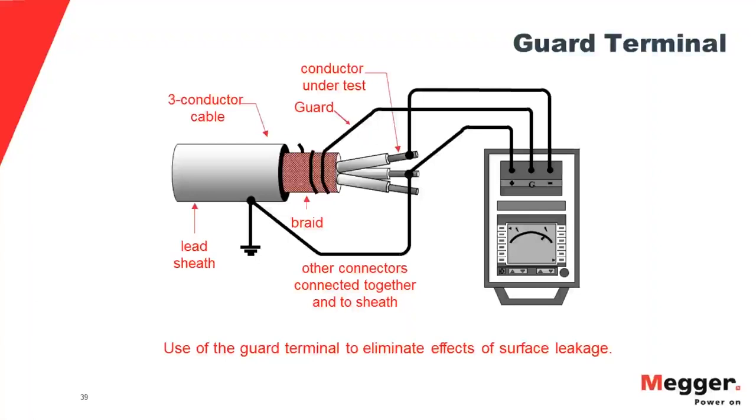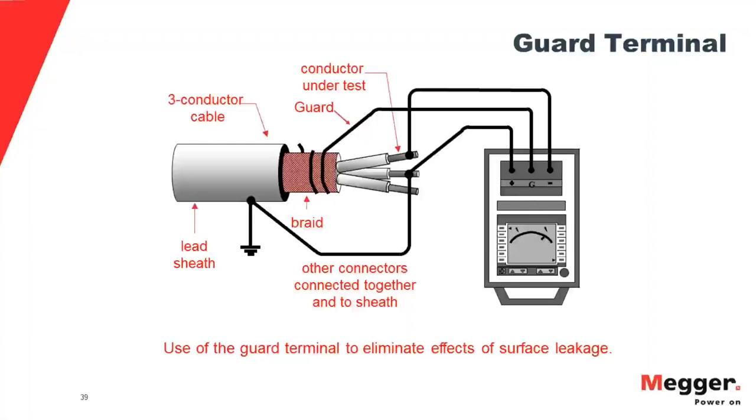And so you can make a false determination accidentally and think that the insulation is not very good, when in fact it's really not a problem. So if you were to wrap a conductor around the cable termination and run that back to the guard terminal, that leakage would be removed from your measurement.